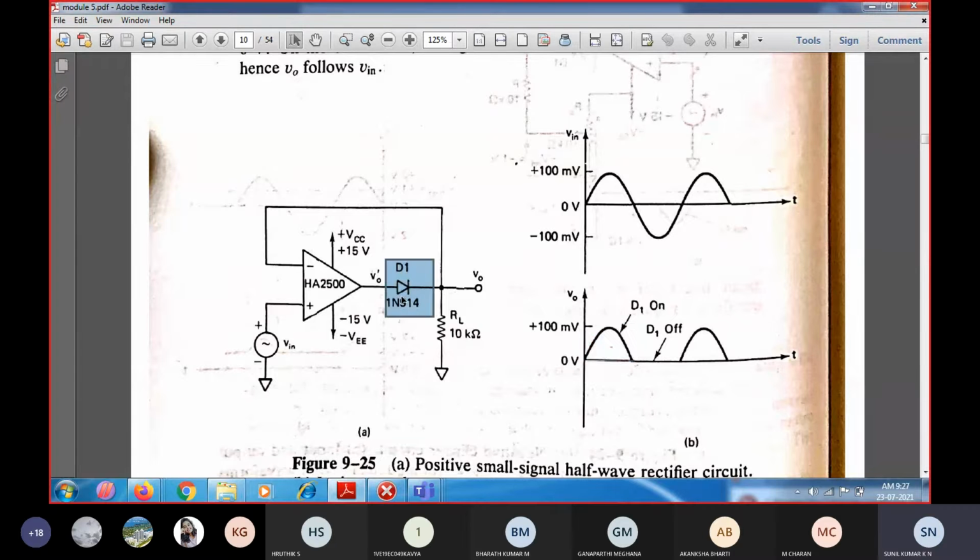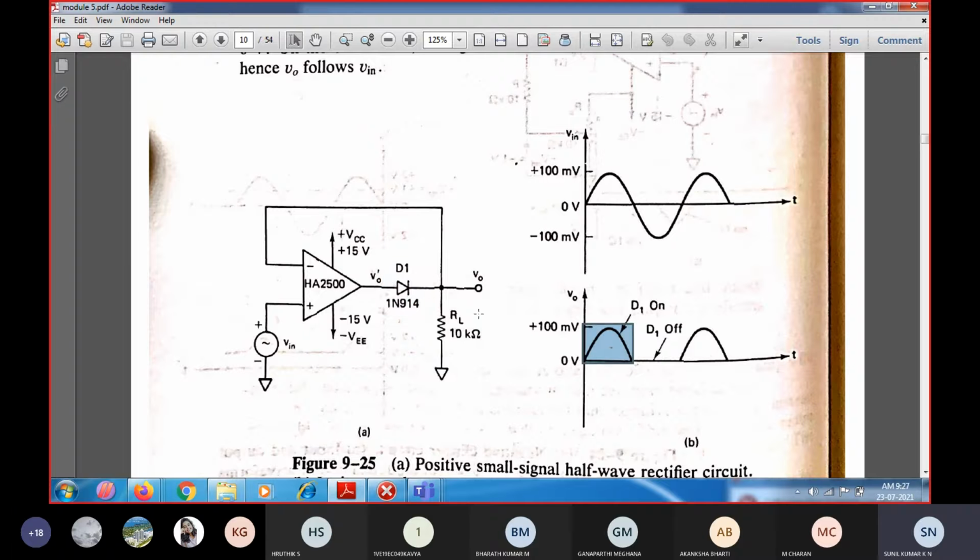Whereas during the negative half cycle, since the diode is reverse biased, it affects the feedback path, so the output is held at 0. During this time, the op amp operates in the negative direction, meaning it gets saturated in the negative direction. Whenever the input comes back to the positive half of the cycle, only then will diode D1 become forward biased. In this way, this is the output.